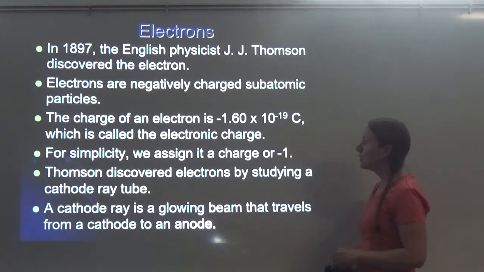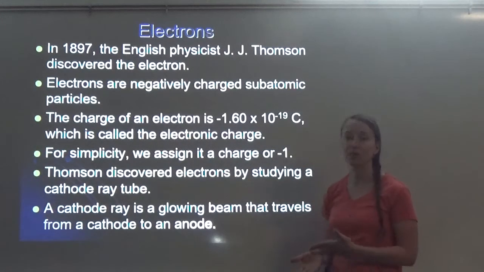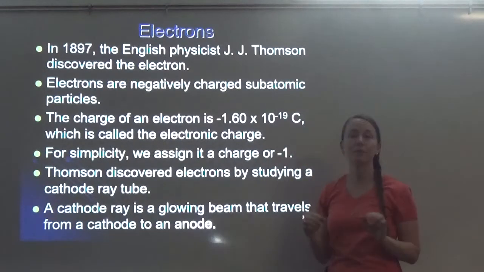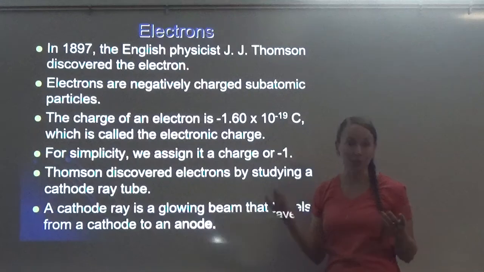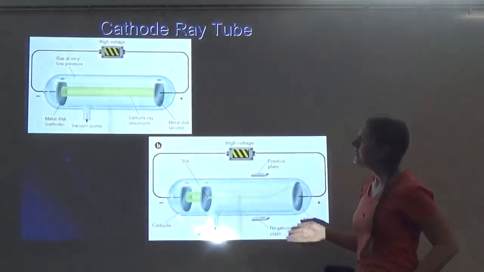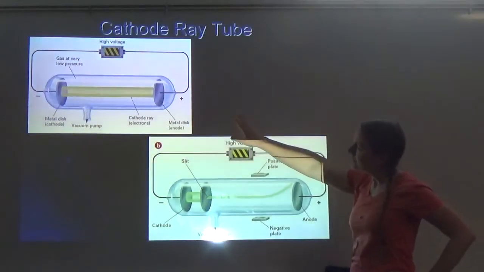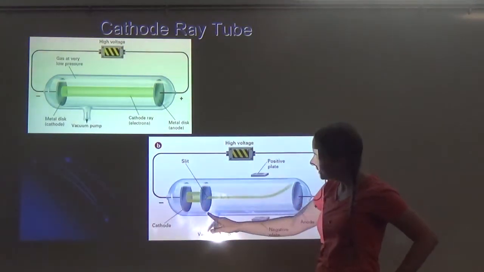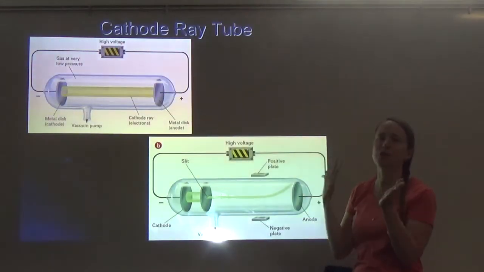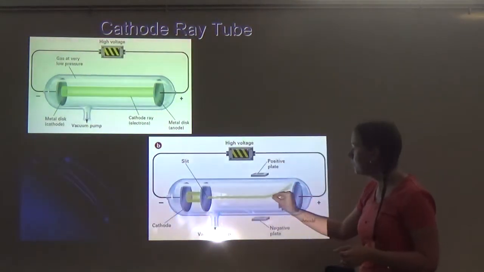Thomson discovered electrons by studying a cathode ray tube. So a cathode ray tube is a glowing beam that travels from a cathode to an anode. It looks kind of similar to like the long fluorescent bulbs up in the lights at school. Not quite that long though, and slightly different. Okay, so it looks something like this. So what they did was they kind of put a slit so that the beam could be concentrated more, almost like a laser, not the same thing, but it's a smaller beam.